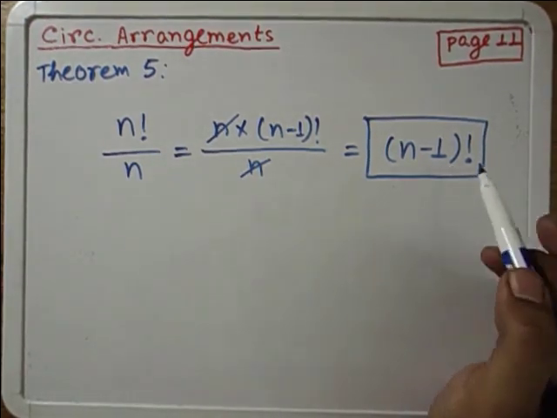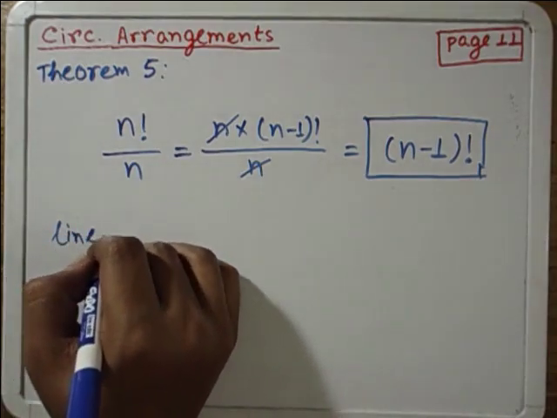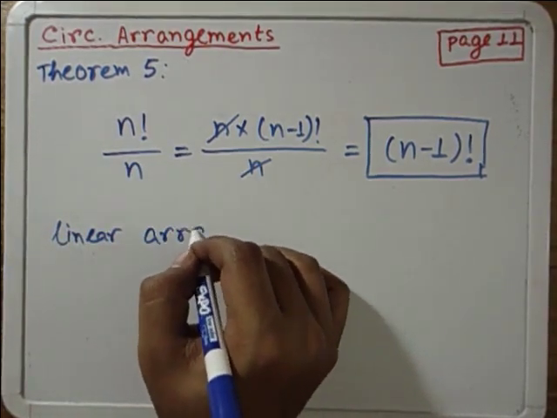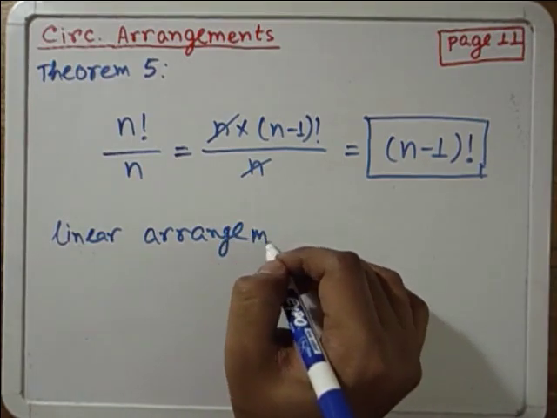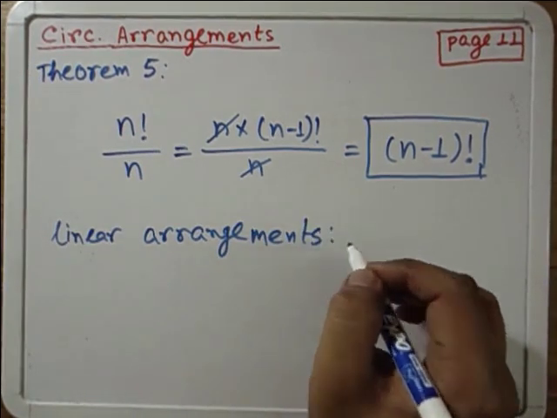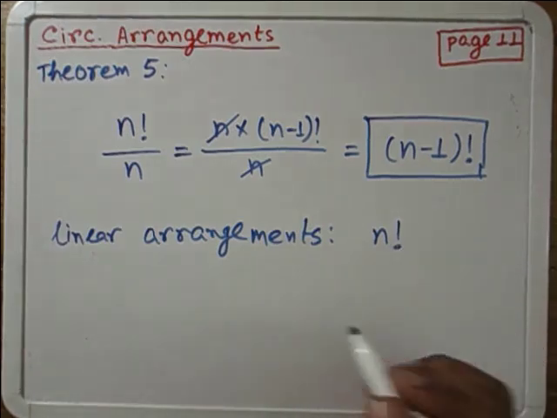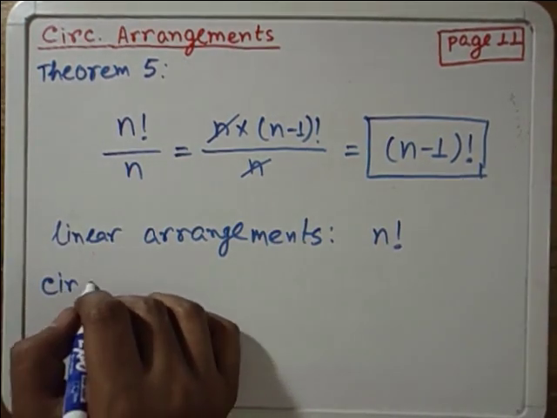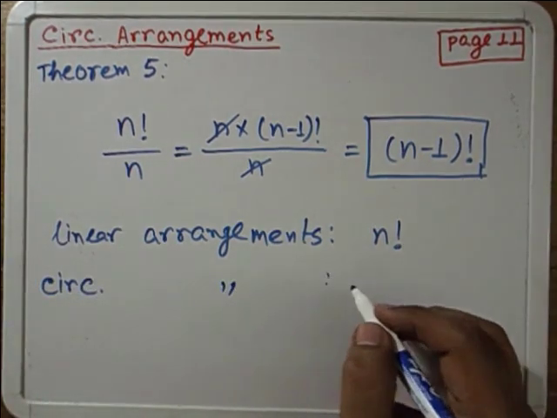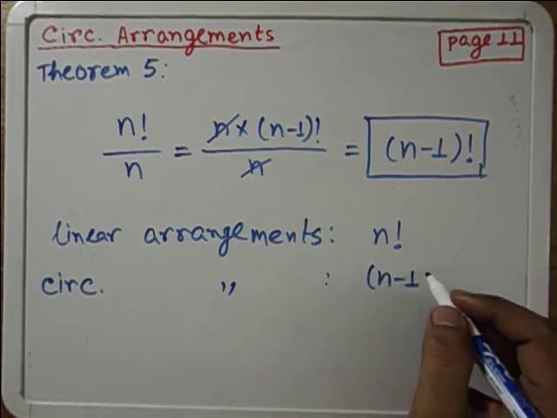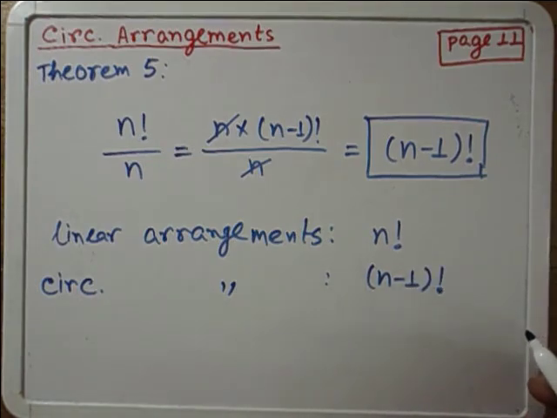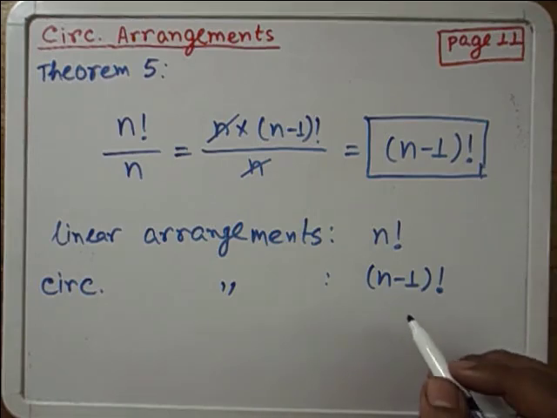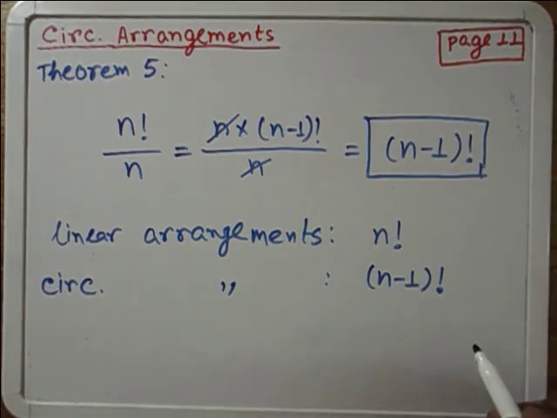Now if you remember, in the case of linear arrangements, if you have n items, the answer is n factorial. For circular arrangements, the answer is n minus 1 factorial. That's the only difference. Everything else is the same. So with n elements, if you are trying to find out how many distinct circular arrangements there are, the answer is n minus 1 factorial.